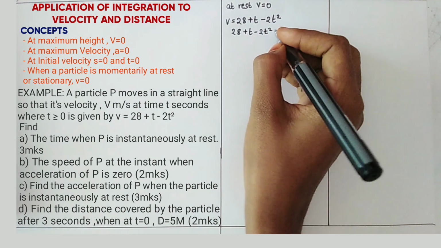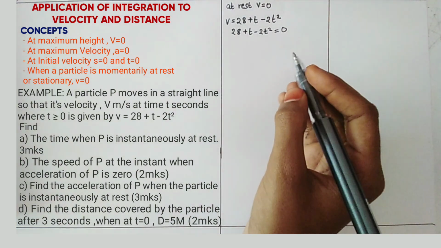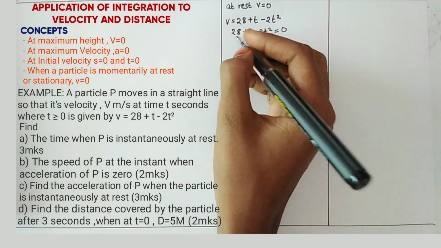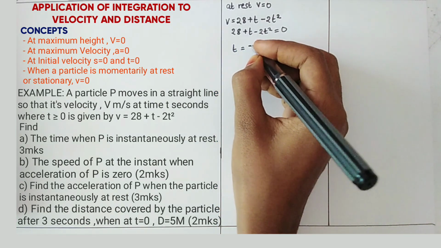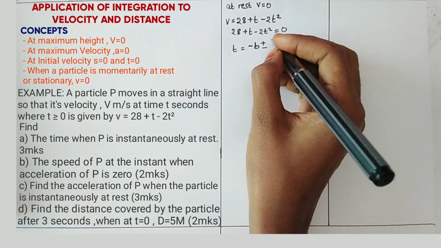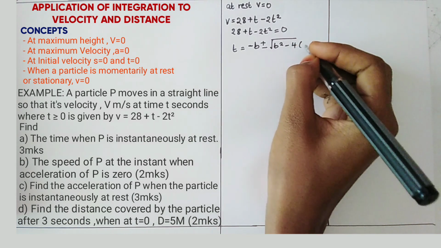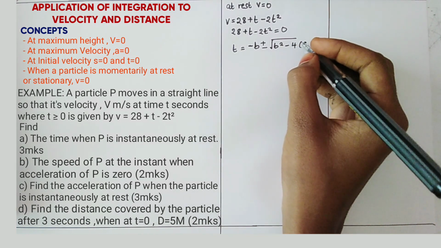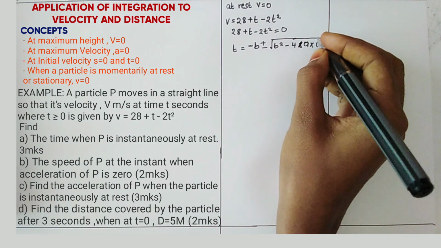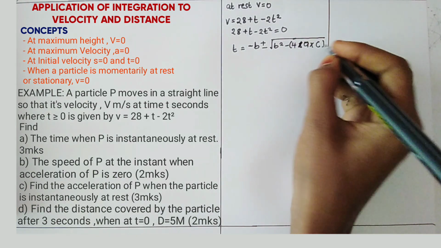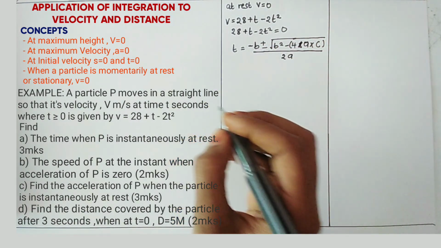If you look at the equation, you see that it is a quadratic equation. You use the quadratic formula to solve it. That is, you say t is equal to negative b plus or minus square root of b squared minus 4 times a times c, divided by 2a. That is your quadratic formula. So you substitute the values.